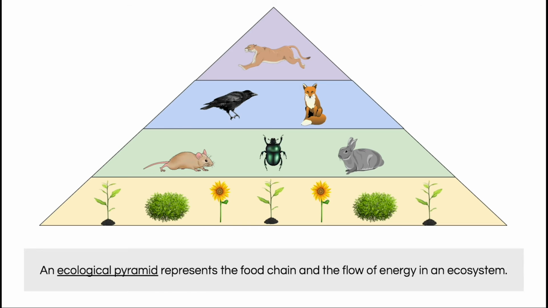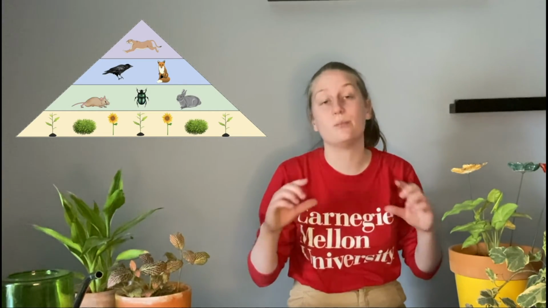As you can see, if we look at the size of each trophic level, we've started to form a pyramid shape. This structure is called an ecological pyramid, and it represents the food chain and flow of energy in an ecosystem. The largest populations and greatest amount of energy are found at the bottom of ecological pyramids, with plants.